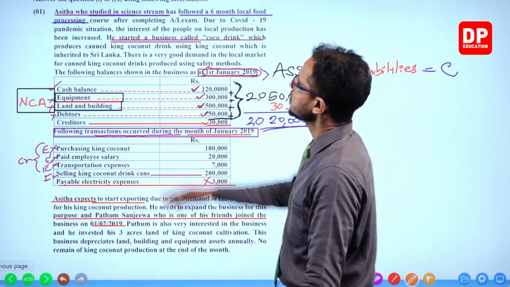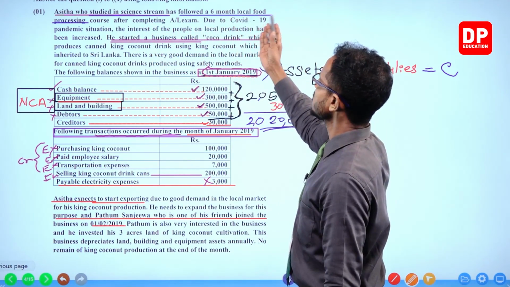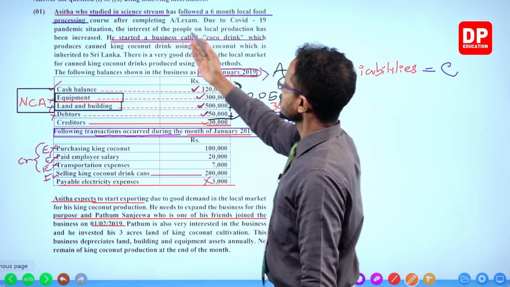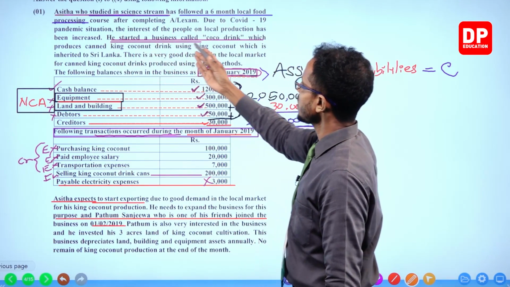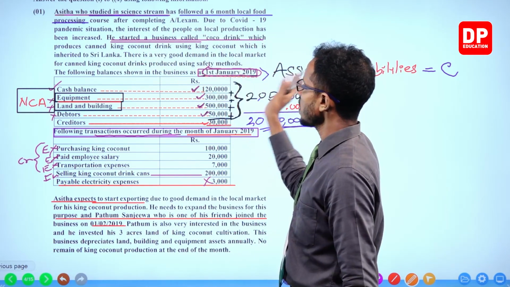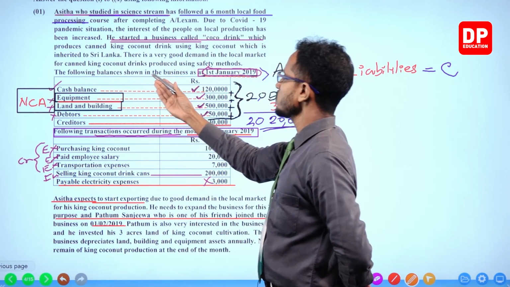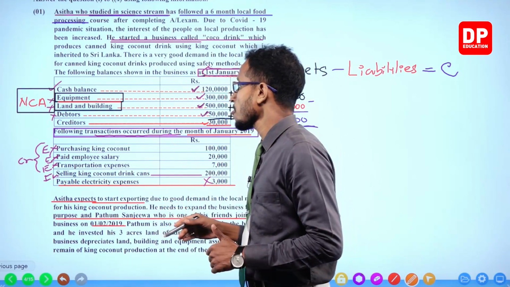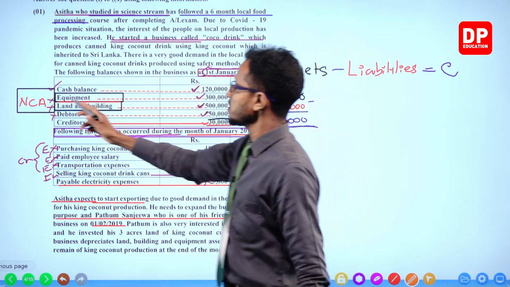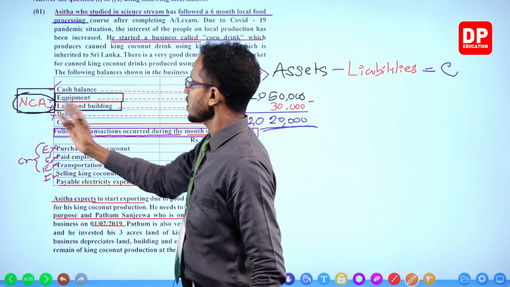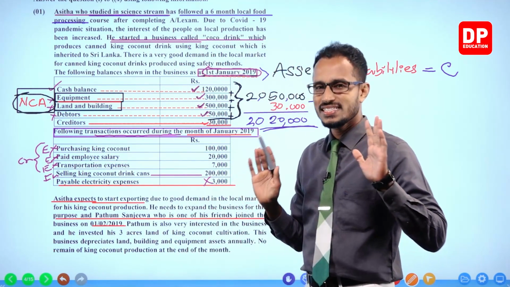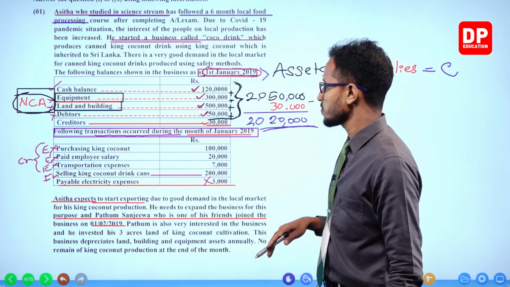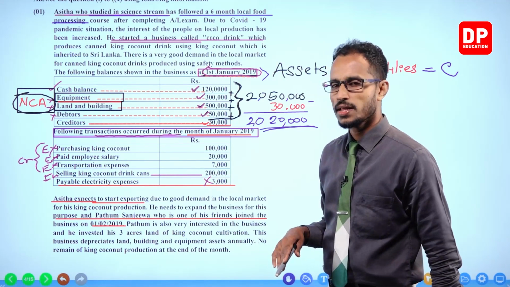Okay, Asita studied science, followed a 6 months food processing course. In the COVID-19 situation, the interest of the people increased, so he started cocoa drinks, and so on. The following balance is shown in the business as at 1st January. 1st January, starting the business now. Equipments 300,000, land and buildings 500,000. In January only. We have to calculate only for January. Only for the month.